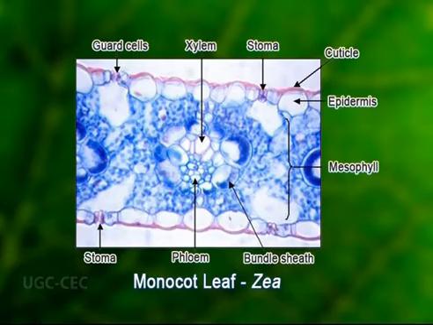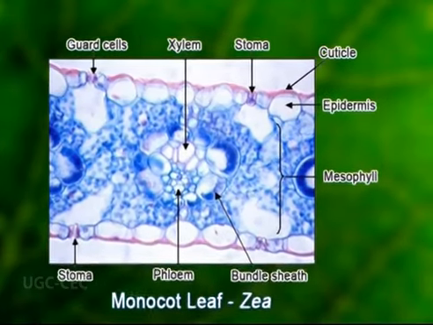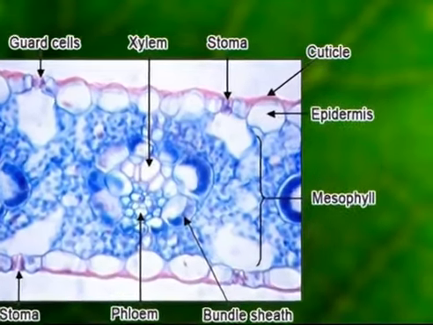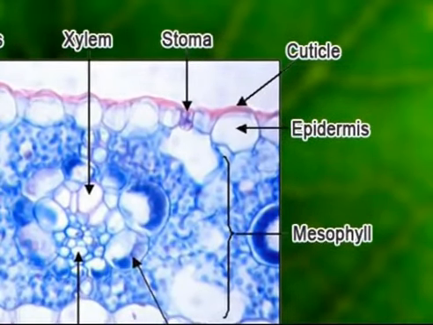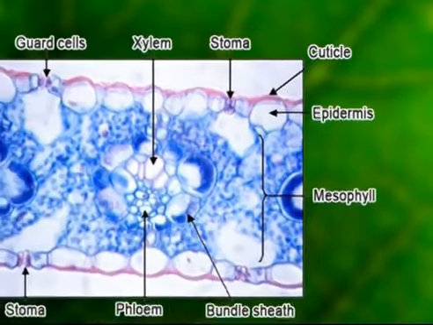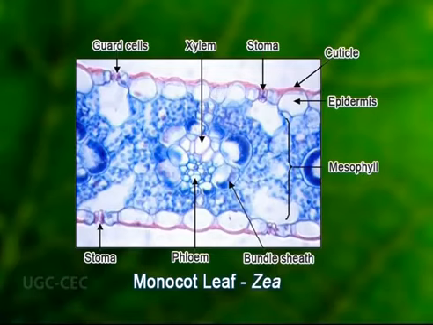The leaf of dicots is therefore called a dorsiventral leaf because of tissue differentiation in the interior of the leaf. In monocot leaves, there is no demarcation of mesophyll tissue into palisade and spongy. Hence, the monocot leaf is called an isobilateral leaf, meaning a leaf having two equal sides.